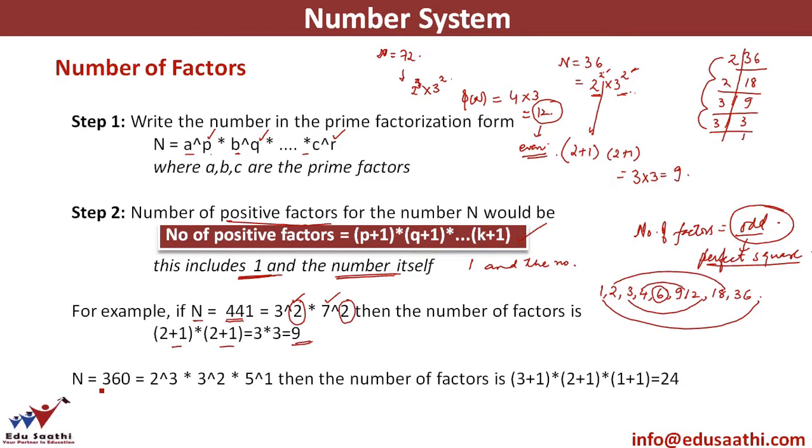Another number that I take, 360, again is written in the prime factorization form as 2 cube, 3 square and 5 raised to power 1. So the number of factors would be (3 plus 1) into (2 plus 1) into (1 plus 1), giving me an answer of 4 into 3 into 2, 24. So there are 24 positive factors, including 1 and the number itself.